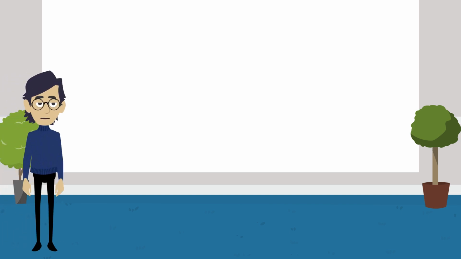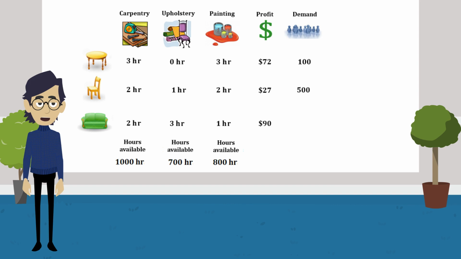Let's assume that a company produces wooden furniture. In particular, the company produces chairs, tables and armchairs. The relevant information is summarized in this table. Each table must spend 3 hours in the carpentry department, and 3 hours in the painting department. Its maximum weekly demand is 100 units. And the profit generated by each table is $72.